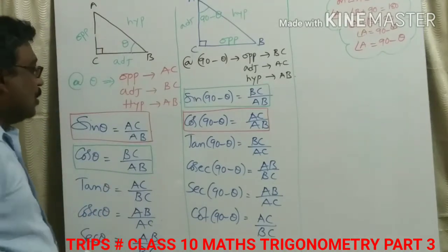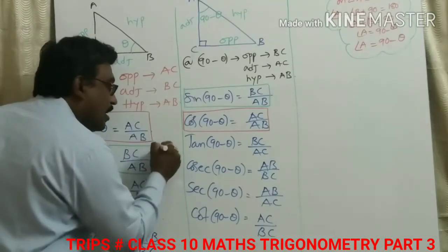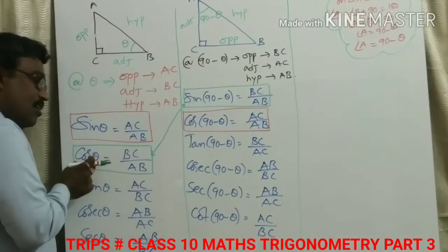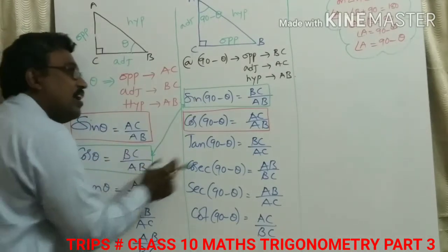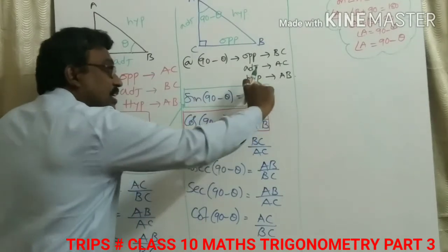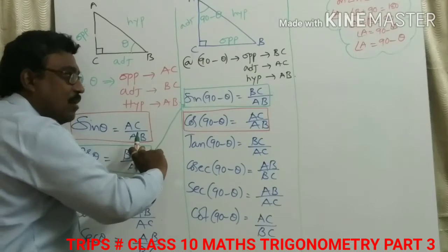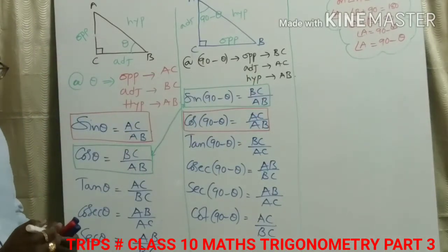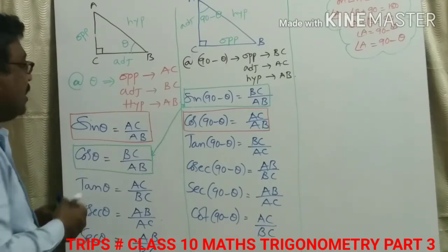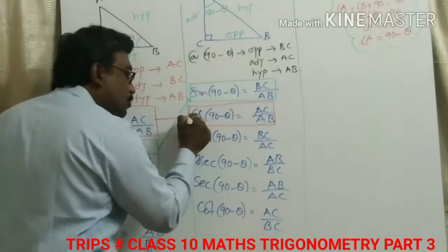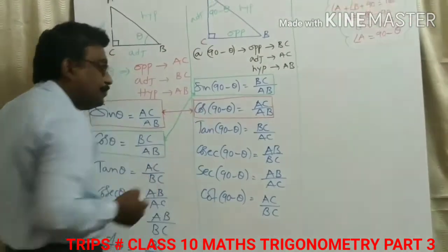Okay. So these two are equal, because cos theta is equal to BC by AB, and sin(90 minus theta) is equal to BC by AB. So BC by AB, BC by AB is equal. RHS equal, so LHS, they are equal. The same case with AC by AB, AC by AB, these two are also equal.